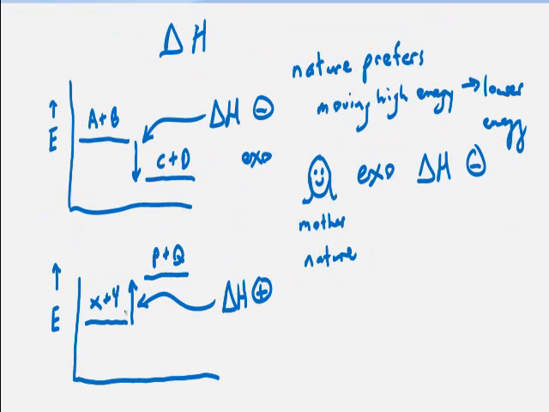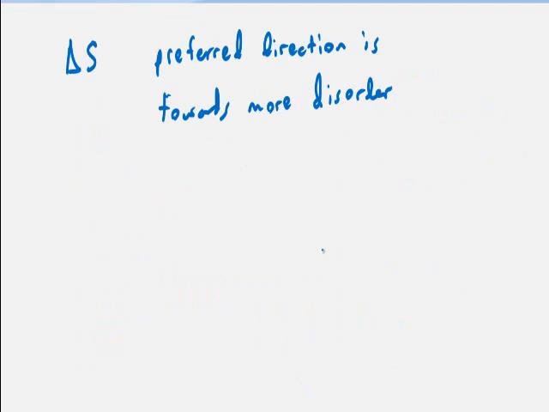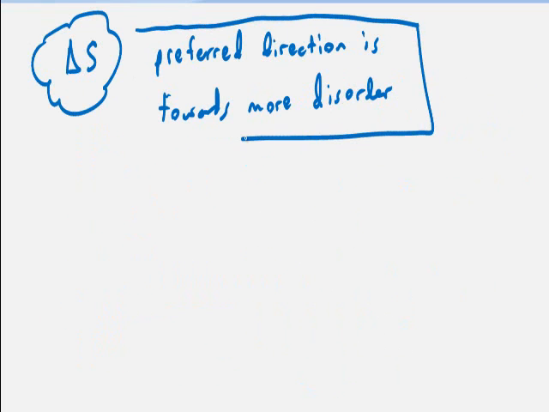However, in an endothermic process, when we're moving from a lower energy state to a higher energy state, and delta H is a positive number, under these circumstances, Mother Nature does not particularly prefer going from a low energy to a higher energy state. This would be an unpreferred direction by nature, the endothermic process. Taking a look at delta S, or change in entropy, the preferred direction by nature is towards more disorder.